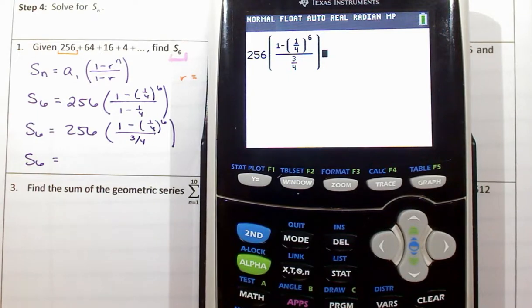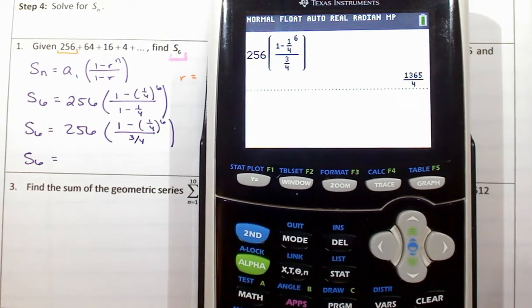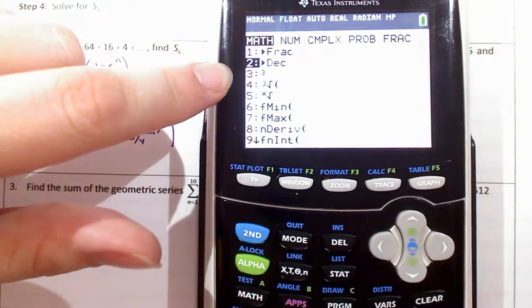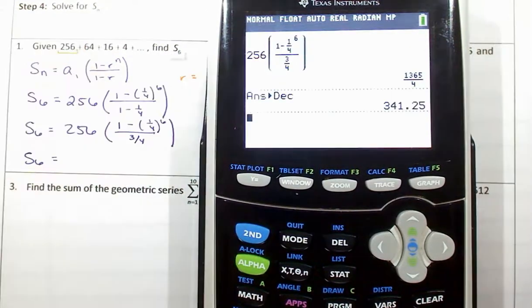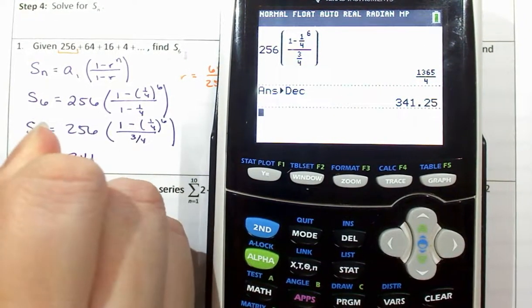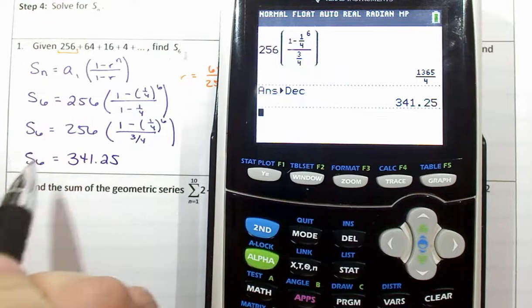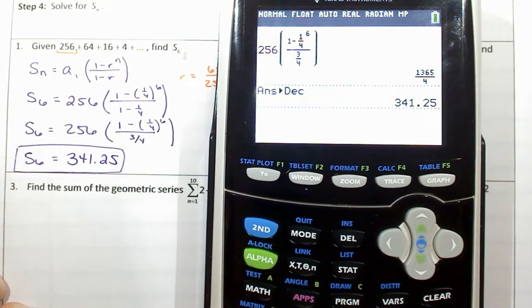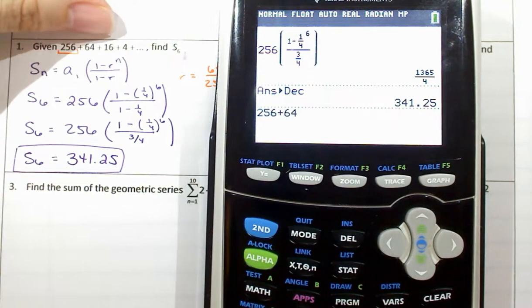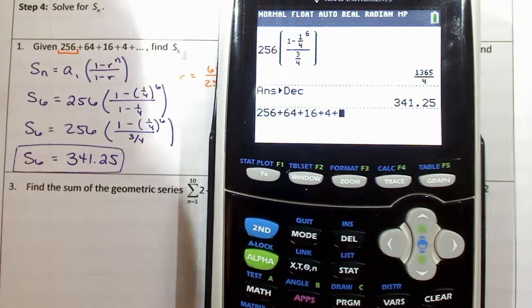So notice this looks exactly like what I have here on my paper. So we're going to hit enter. We get 1,365 over 4. If you really want to see the decimal, all you have to do is hit math and then decimal. And so we can see that's 341.25. So 341.25 would be the sum of the first 6 terms. Now we can check this. 256 plus 64 plus 16 plus 4 plus the next term will be 1.